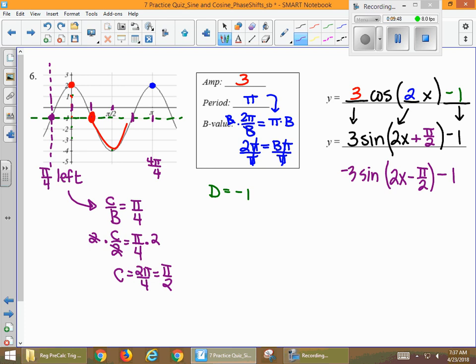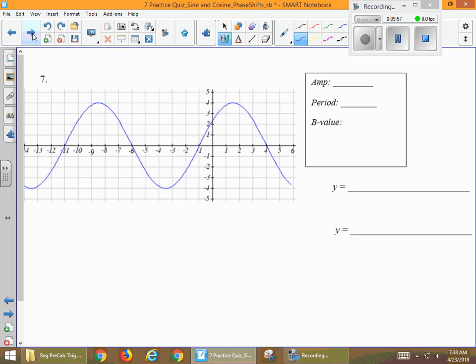So all 3 equations are equivalent because of how it works. All right, you've almost made it through the practice quiz. We have one more example. This is an awfully pretty graph. This one is challenging because you need a phase shift for both. Don't be intimidated. If you can do a phase shift for one, you can do a phase shift for both.